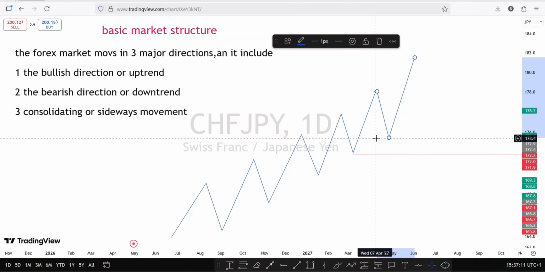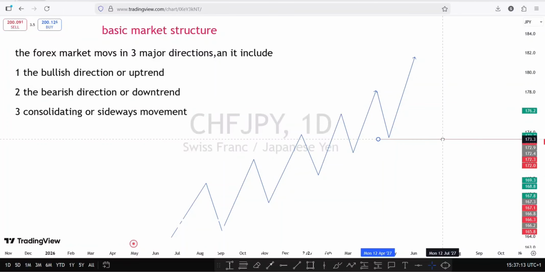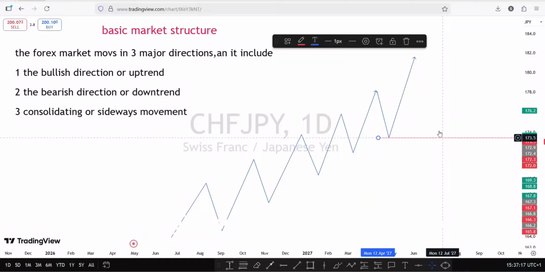And when price breaks another structure, you move this line to the upside just like this to the current low, and price should not come back to break below this level. So this is just a typical example of an uptrend movement whereby price is continuously breaking structures to the upside.